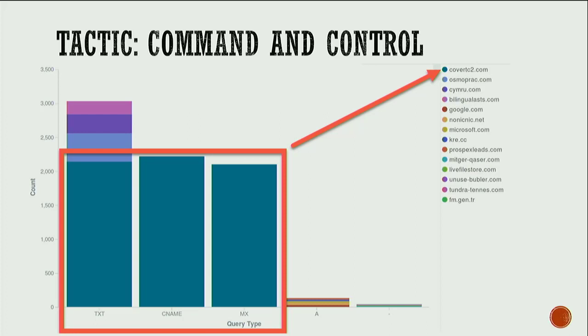The most frequently used domain names bucketed by query type, it sticks out in 3 different query types: TXT, CNAME, and MX. All of that stuff points to a particular domain name that was used for command and control. Very easy to visualize and catch that sort of tactic.